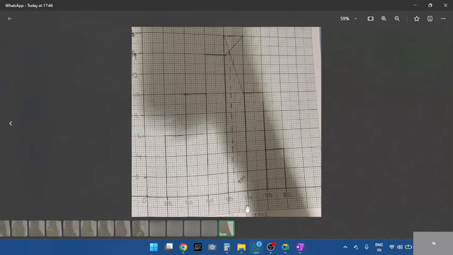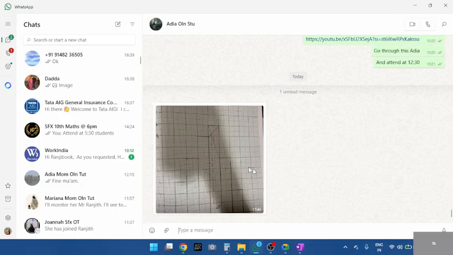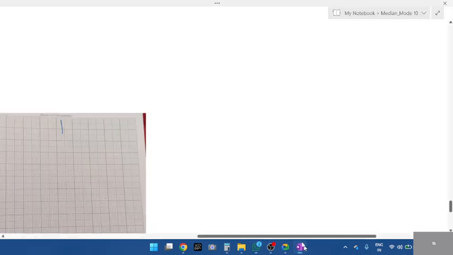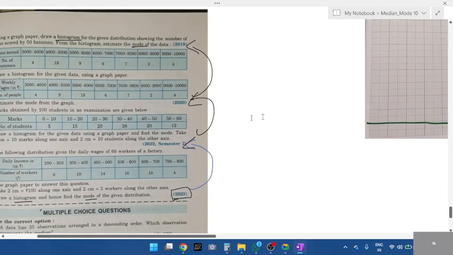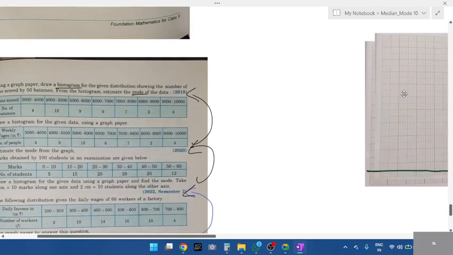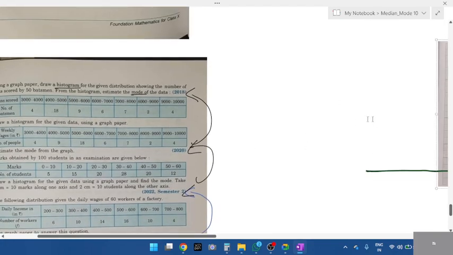Okay, this is correct. 500 and this is correct, Adya. This is what we did, right? It's fine. Asking about the one which I sent. Okay, look here, students. Let me share Tanishka's answer and I'll teach.